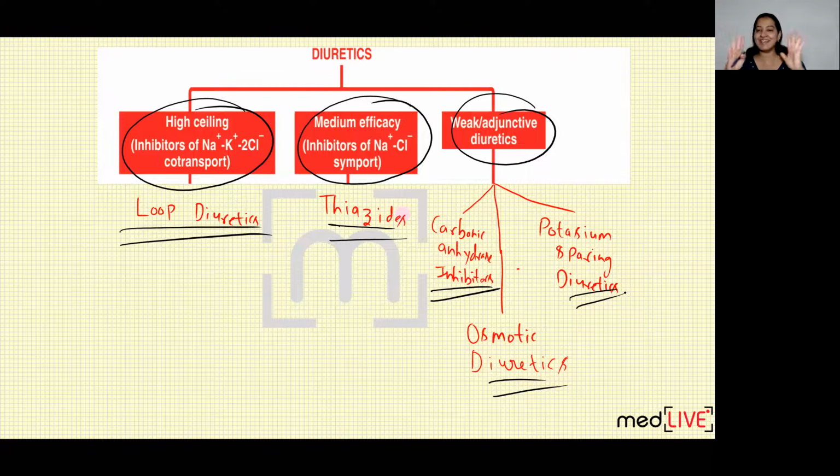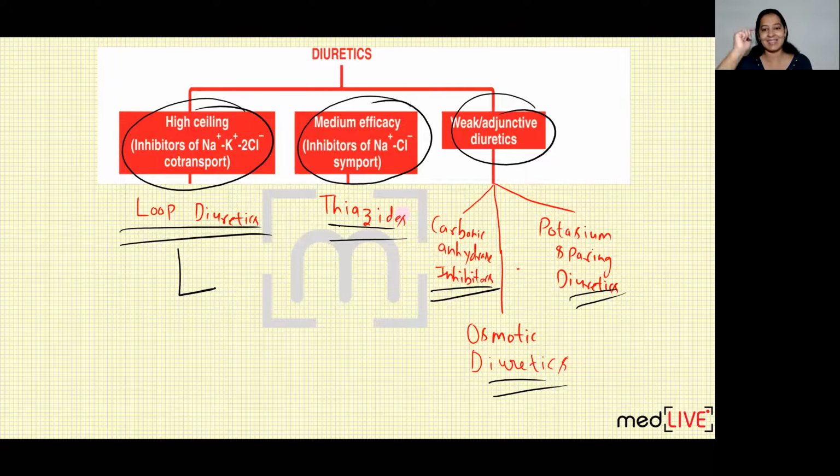So in total, there are 5 classes of diuretics. There are 3 classes, but the third one again has 3, so total there are 5 classes. I will assign one alphabetical letter to each class to form a mnemonic. The loop diuretics, I will say it is L because it is starting from L.